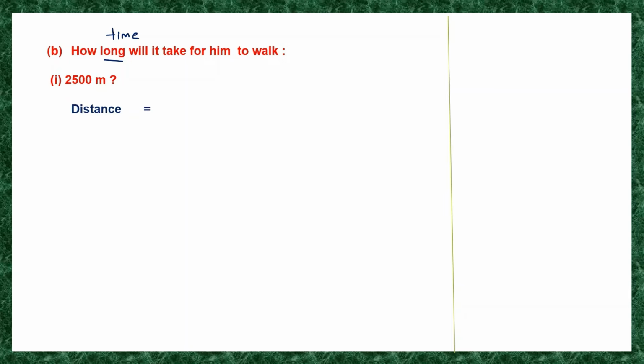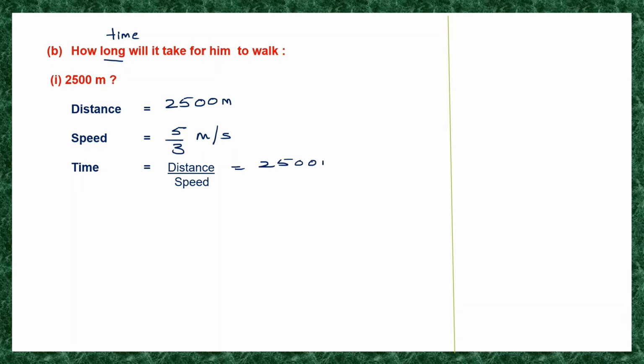So distance is 2,500 meters and then speed. Now since we have meter here, let's use the conversion that we did. 5 by 3 meter per second. Now we have to find the time, that is distance by speed. And the distance is 2500 meters divided by the speed, which is 5 by 3 meter per second. Now let's simplify this.